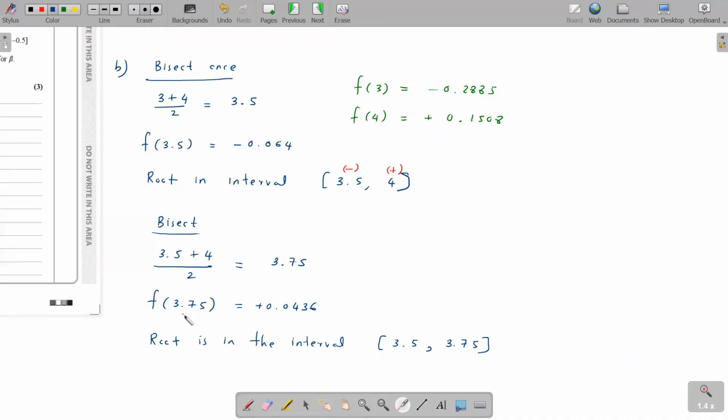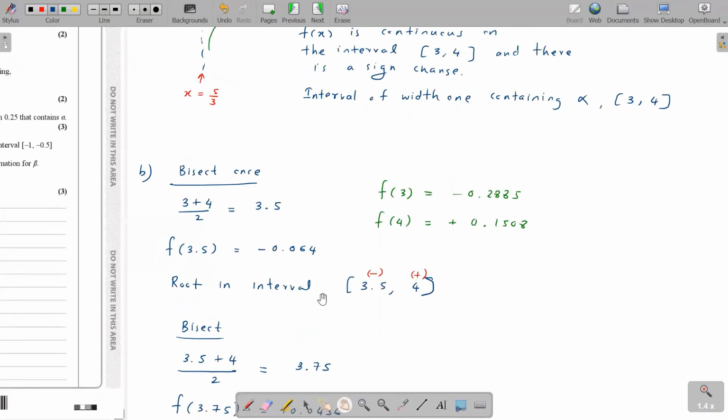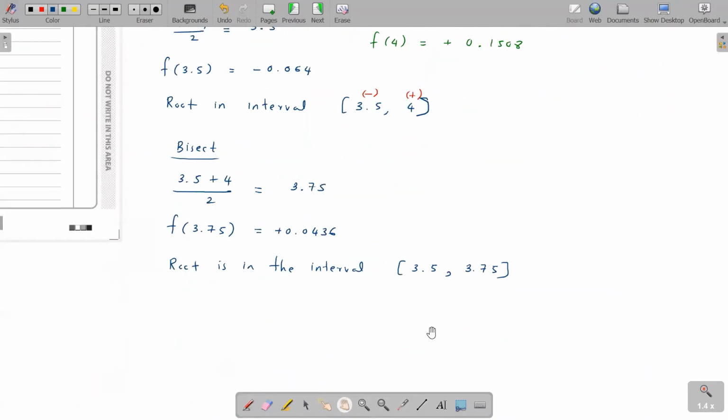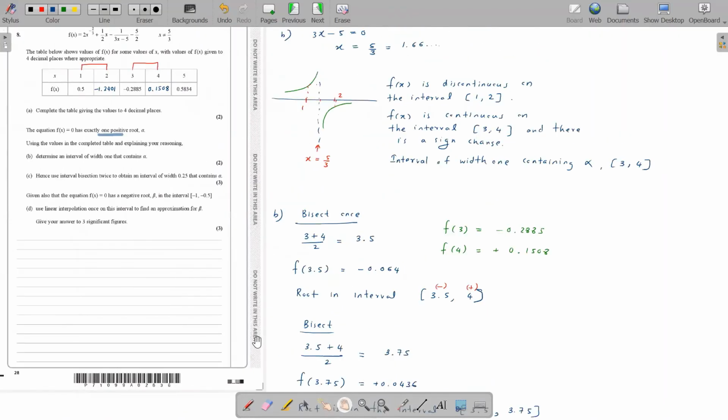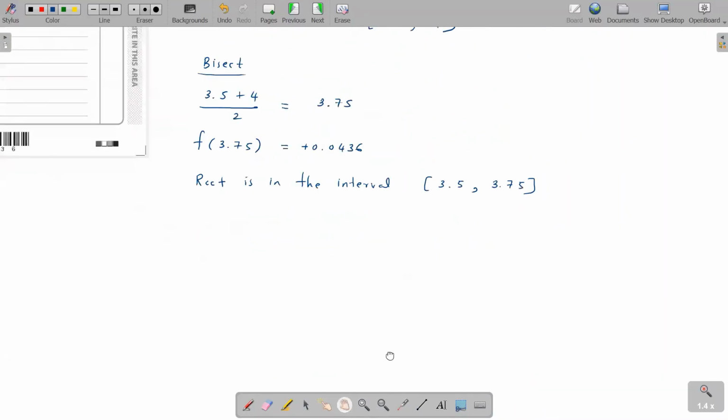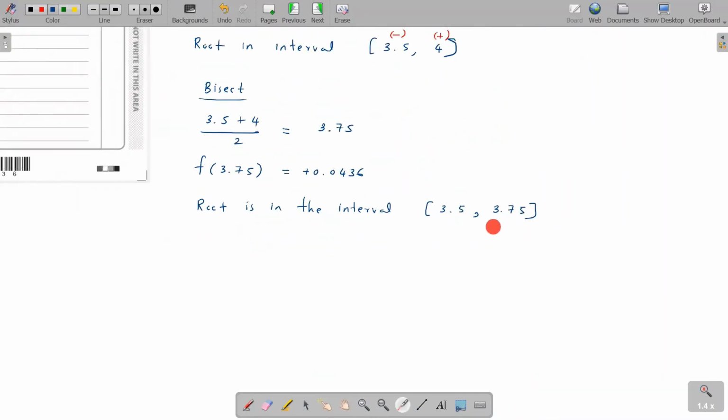Okay, and you can see here the interval width. Obviously, the difference between 3.5 and 3.75 is what? 0.25. You need to understand that the original interval length was 1. When you bisect once, the interval length becomes half. Bisect it again, the interval length becomes 0.25. You can see it here: the difference between 3.75 and 3.5 is 0.25. So they say here to get the interval of width 0.25 that contains alpha. So this is the interval of width 0.25 that contains your alpha. Okay? Is this clear?